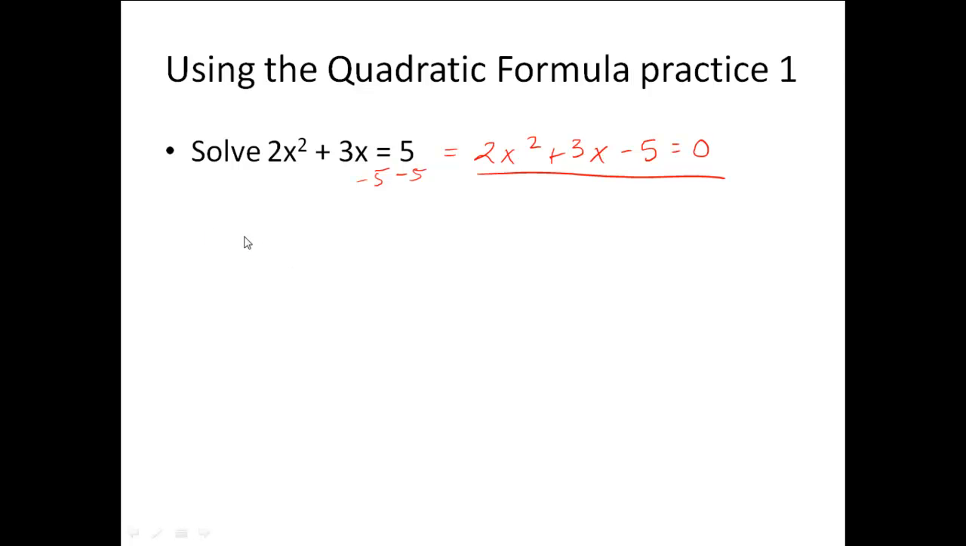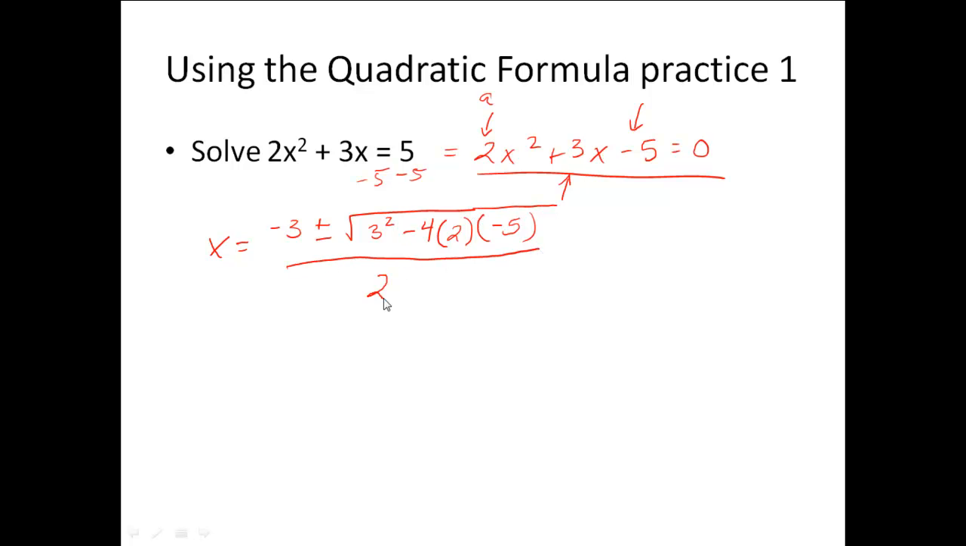Now, if you look at your quadratic formula, it says that x is equal to the opposite of b. Well, in my formula, the positive 3 is my b, so the opposite of that would be negative 3. Then I have to do plus or minus the square root of b squared. So I'm going to have 3 squared. Then it's minus 4 times a. Well, in this case, a is our 2. And then times c. And for this one, c is negative 5. The denominator of our quadratic formula says we need to take 2 times a.